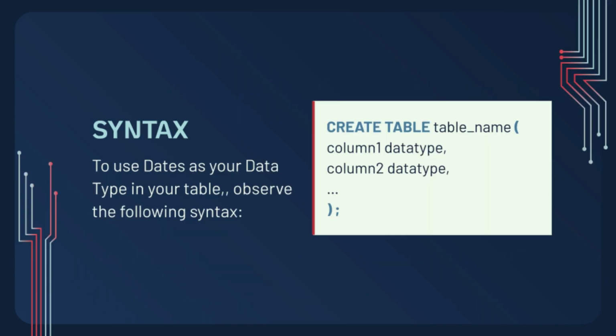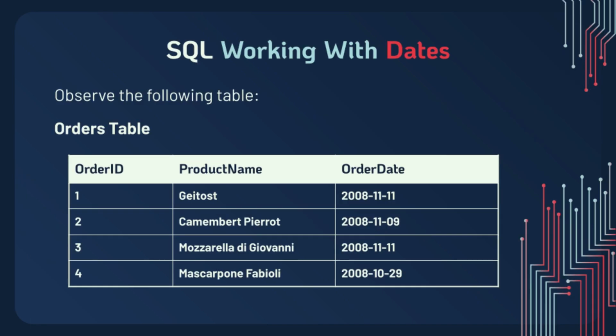This is the syntax of SQL dates. To use dates as your data type in your table, observe the following syntax. Create table, table name, open parenthesis, column 1 data type, comma, column 2 data type, comma, etc., close parenthesis and semicolon. To start off, let's observe the following table. We have here the orders table, featuring the order ID, the product name, and the order date.